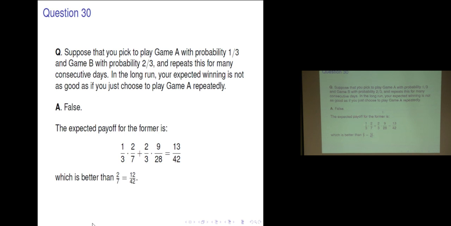Now, what is the expected payoff for the mixture? With probability 1/3, you get this payoff. It's 1/3 times the expectation of A, plus 2/3 times the expectation of B. The calculation gave me 13 over 42. Now you have to compare with, if you just play A repeatedly, you get 12 over 42. So the mixture gives you a better return, right?